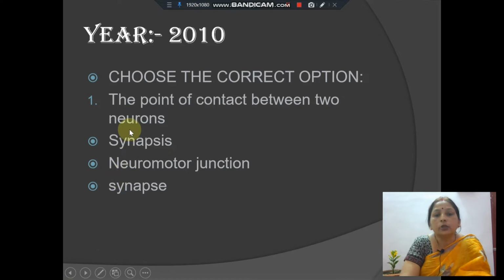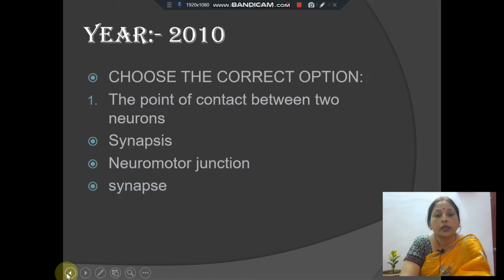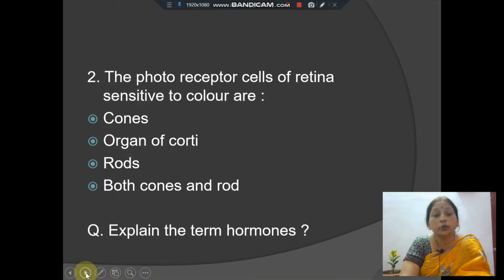2010, choose the correct option. The point of contact between two neurons, the answer is synapse, and the neurotransmitter present at the synapse is acetylcholine. The photoreceptor cells of retina sensitive to color are the cone cells. They are sensitive to color.